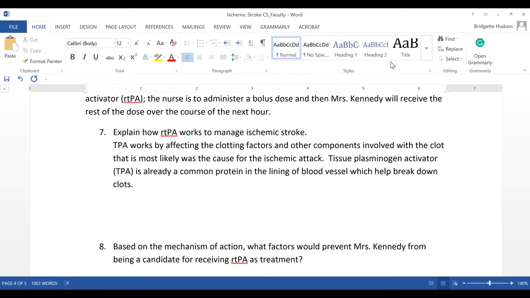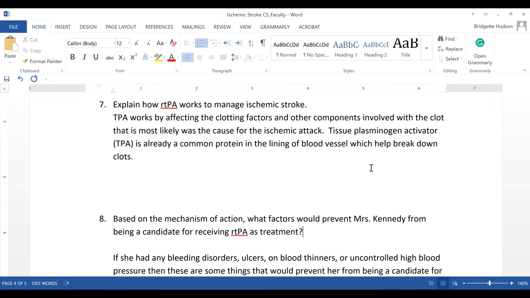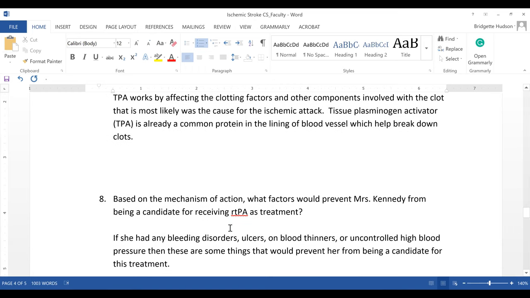So it helps to break the, okay. Recent surgery, yep. Bleeding problems, head injury. Those will all be appropriate for not receiving it. The TIA that she had, that's another one, timing, if it's out of whack. So if she had a recent stroke or recent surgery, then they would not give it, even though she had the TIA. So if she's had any other bleeding disorders, ulcers, is on blood thinners, has uncontrolled blood pressure, then these are some of the things that will prevent her from being a candidate, and also being out of the treatment window, which I believe is like 4 to 6 hours, if I'm not mistaken.